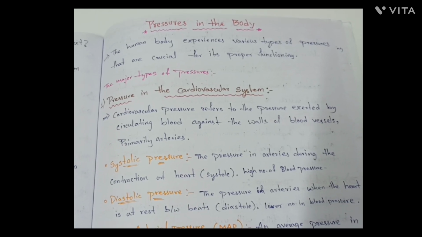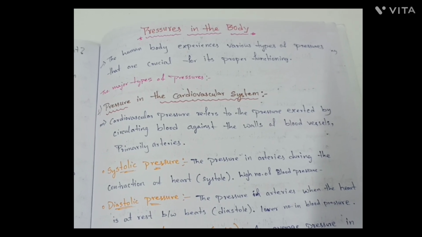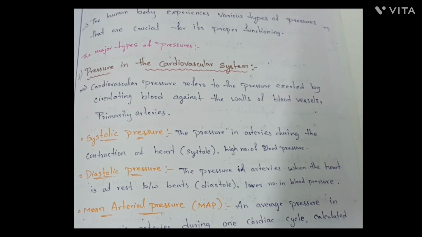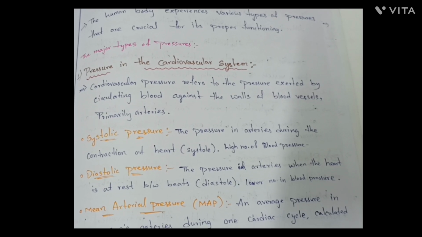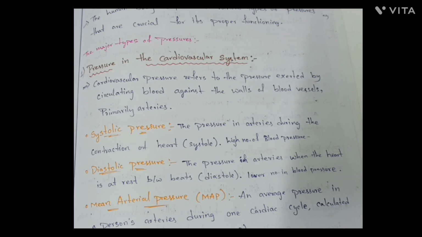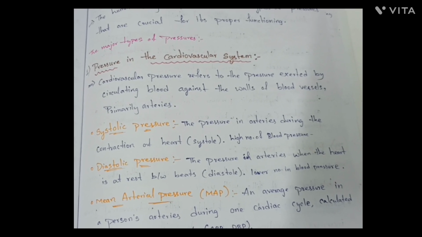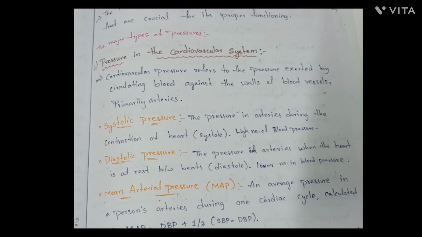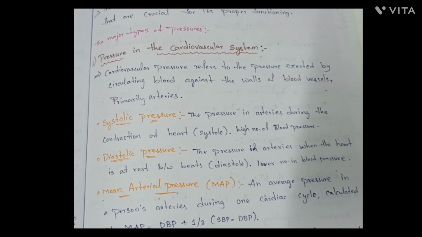The human body experiences various types of pressures that are crucial for its proper functioning. The major types of pressures are pressures in the cardiovascular system. Cardiovascular pressure refers to the pressure exerted by circulating blood against the walls of the blood vessels, primarily arteries.